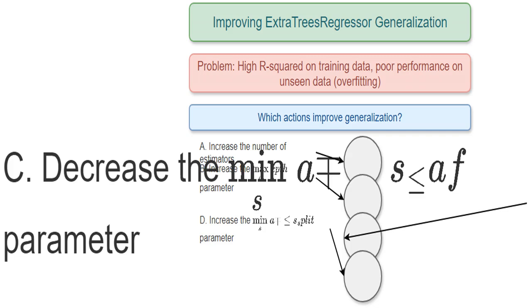I'm decreasing it, which makes the trees more complex and sensitive to the training data. This can lead to overfitting. It's like letting the student focus on very small details that aren't actually important for the overall understanding.